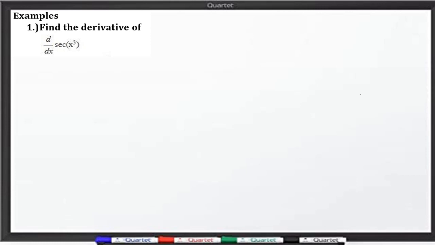We go now to examples. Number 1, find the derivative of secant x cubed.